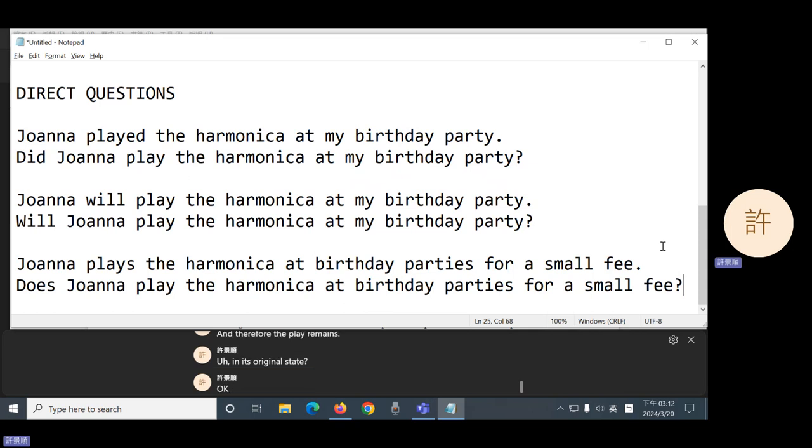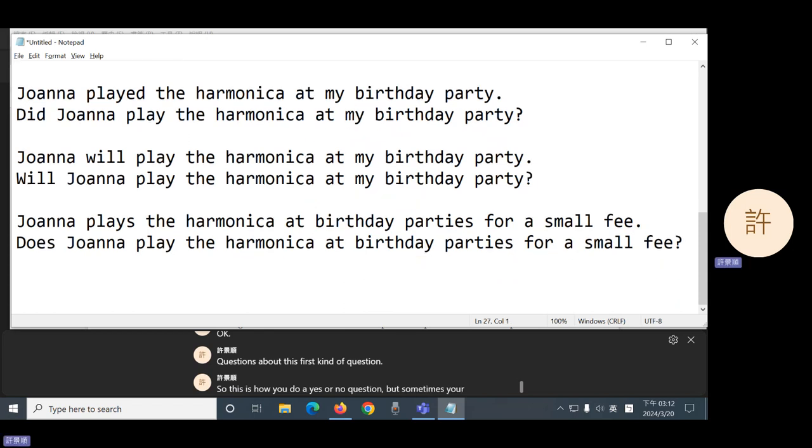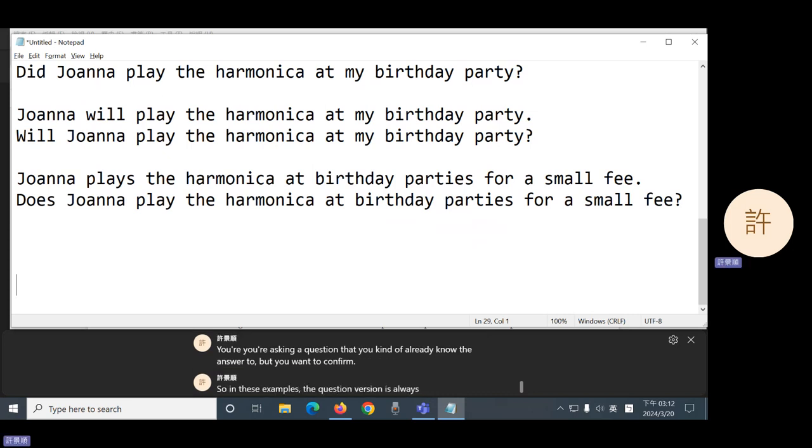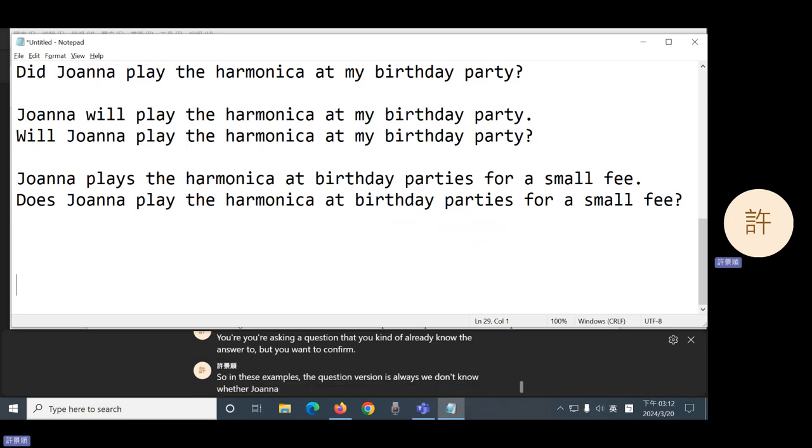Okay. Questions about this first kind of question? So this is how you do a yes or no question. But sometimes you're asking a question that you kind of already know the answer to, but you want to confirm. So in these examples, the question version is always, we don't know whether Joanna played, will play, or does play her harmonica at birthday parties. But what if you already know?